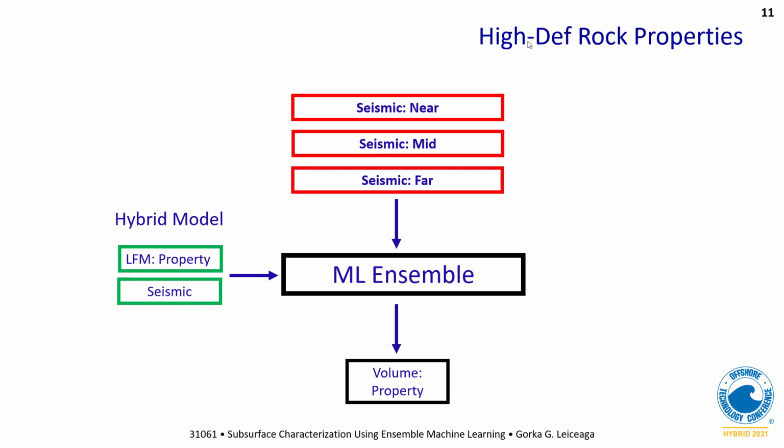In this high-def rock property workflow, you have your seismic data, pre-stack. I've tried with post-stack and it doesn't work nearly as well. You have your hybrid model, which is kind of like your low-frequency model, but it has more frequencies in it, and I call it a hybrid because it also takes your seismic data. Then you feed this information into your ensemble machine learning algorithm, and you get the single property that you're trying to predict.